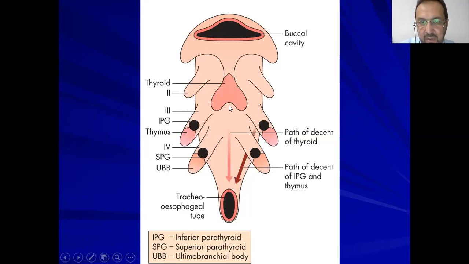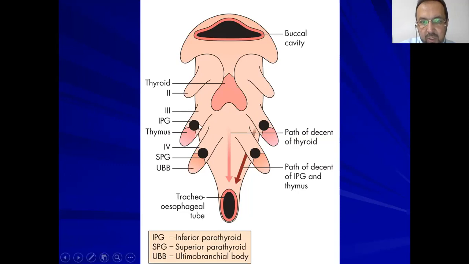This descent occurs through this duct, which we can virtually imagine as a hollow tube having an upper end at the foramen cecum and a lower end down at the lower part of the front of the neck, where the thyroid gland enters from its upper end and appears in its lower end. Then the thyroglossal duct itself disappears completely.